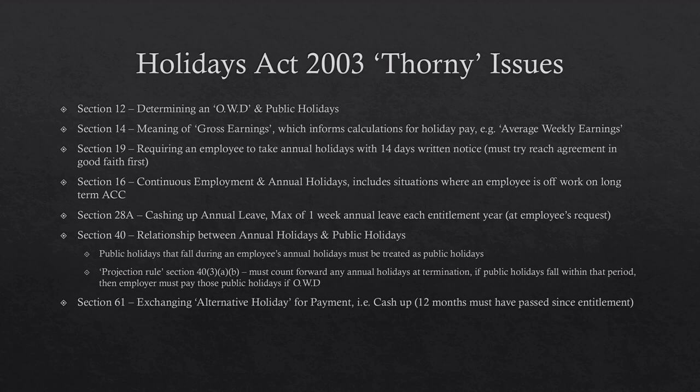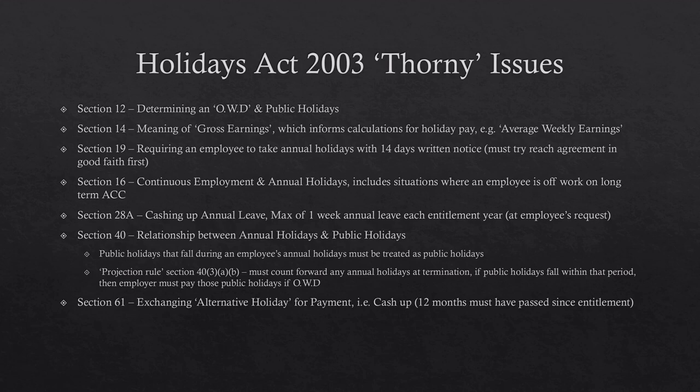Section 16 of the Holidays Act, and that's continuous employment for the purpose of annual holidays. That also includes a situation where an employee is off on medical leave or health leave due to an accident under ACC, the Accident Compensation Act 2001. Many employers aren't aware that that's still continuous employment. And to the contrary, employees still continue to accrue and subsequently become entitled to annual leave whilst they're off on leave due to medical reasons or medical incapacity.